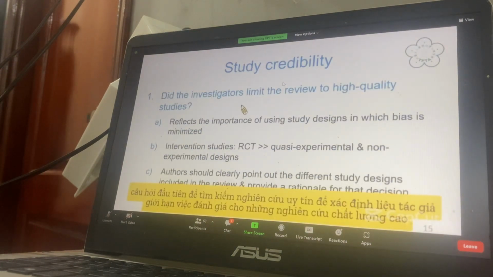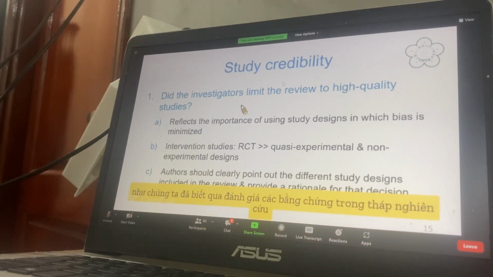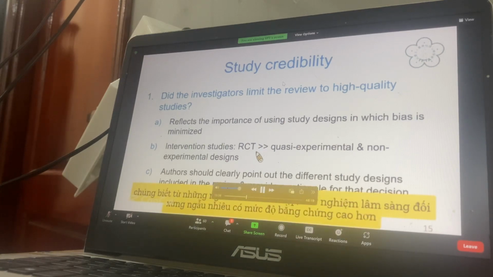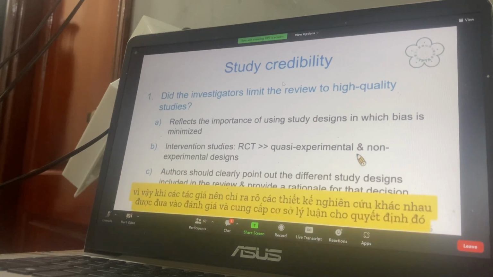The first question to look for study credibility is to determine whether the authors limit the review to high-quality studies. This question reflects the importance of using study designs in which bias is minimized. As we have reviewed from the evidence pyramid, we know from interventional studies, randomized control trials have a higher level of evidence and higher quality in comparison to quasi-experimental or non-experimental designs.